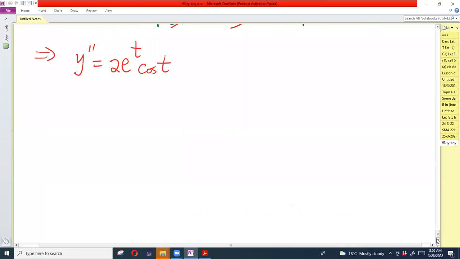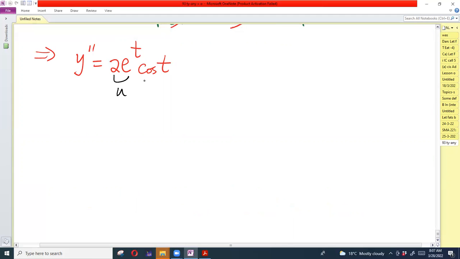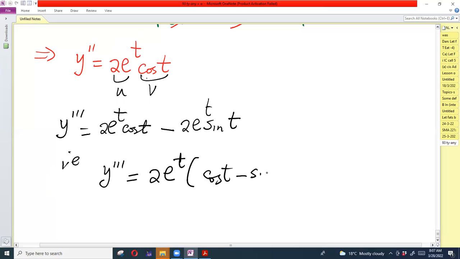And then lastly, for the third derivative, we still use the product rule. So let this be u, this be v. So u prime will be 2 e raised power t times cosine of t, that's v, minus v prime, which is minus sine t, so it will be 2 e raised power t sine of t. So you can write this as the third derivative is given by 2 e raised power t into brackets cos of t minus sine of t.